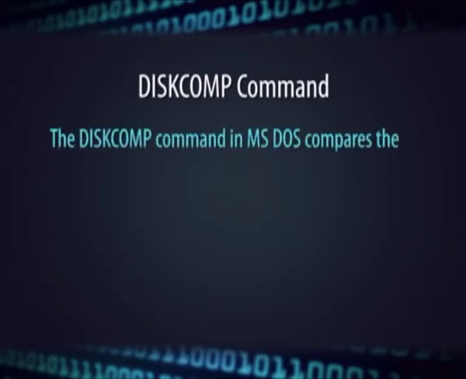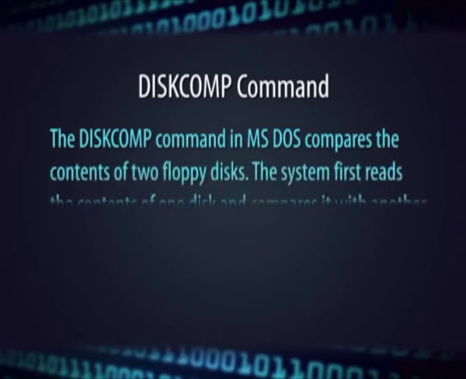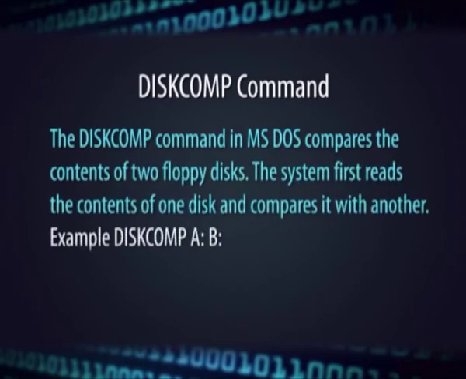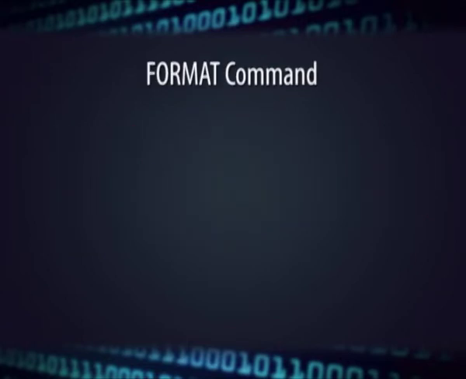The diskcomp command. The diskcomp command in MS-DOS compares the content of two floppy disks. The system first reads the contents of one disk and compares it with another. Example, diskcomp A: B:.